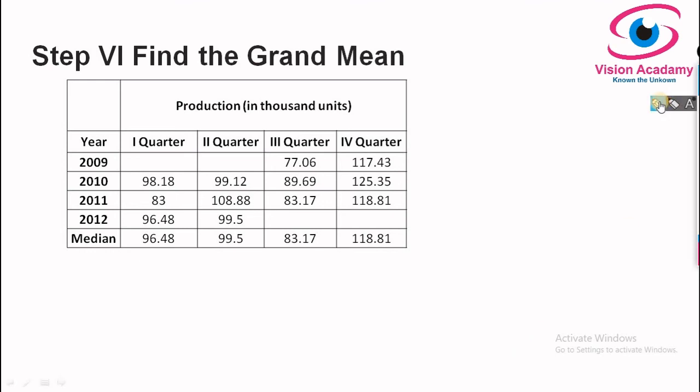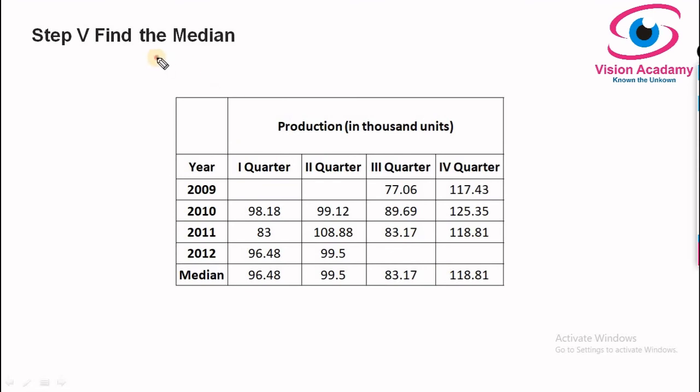Now the next step is to find the median of the given seasonal relatives. The median is also known as the midpoint. Since we have 3 observations in each quarter, for example in the first quarter we have these 3, in the second quarter also 3 observations, in the third quarter also 3 observations, and in the fourth quarter 2. We need to obtain the median. Here we need to find the median first, then we can go for the grand mean. Since we have 3 observations in each quarter, we can take the midpoint among the 3 observations.